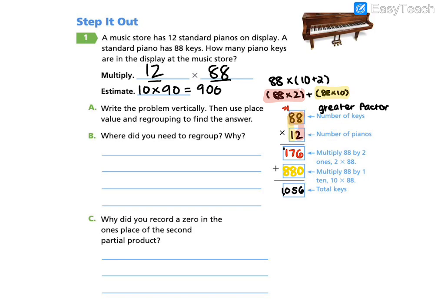Where did we need to regroup? We needed to regroup when we multiplied which number? When we multiplied 8 ones times 2 ones, right? We regrouped 1 ten.